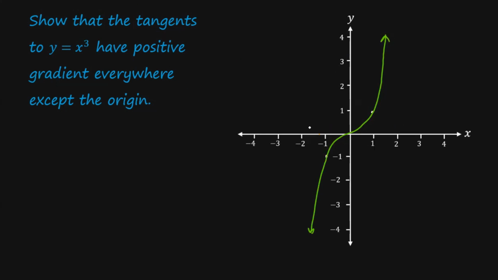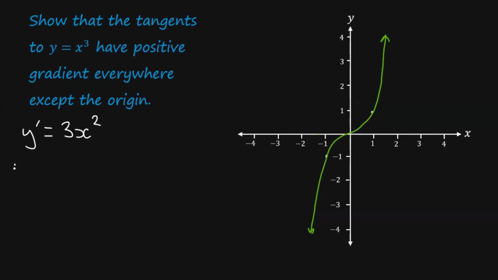Okay. So to find the gradient at different points, what we're going to do is find the derivative first of all. So I'm just going to differentiate that curve. The derivative is going to be 3x squared. And then what I'm going to do is choose 2 points on either side of the origin. So I'm going to choose (-1, -1) and then (1, 1), those 2 points that I highlighted earlier.